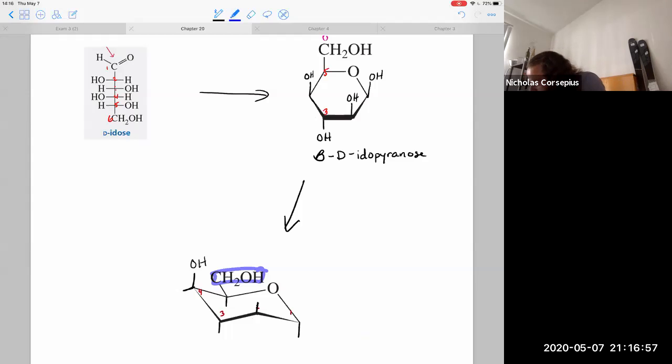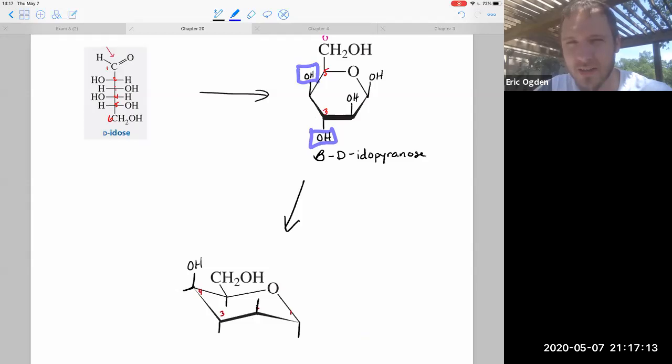So now we're going to jump down the line again. So let me just get rid of that. There we go. Here's my OH group here. So now again, jumping down the line, looking at carbon 4 compared to carbon 3. Are those cis or trans? Those are trans.